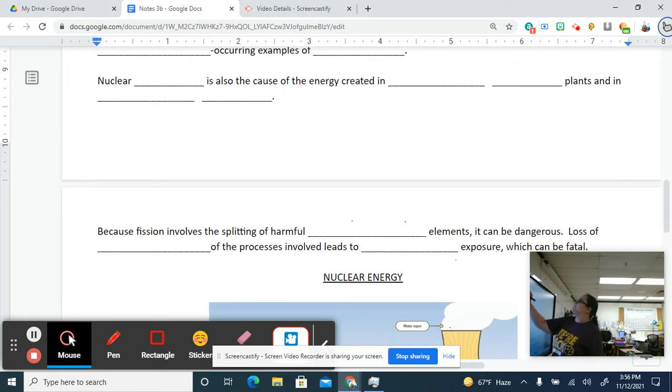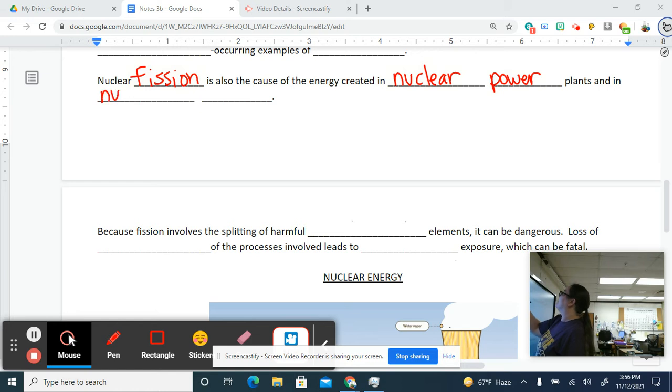Nuclear fission is also used because of the energy created in nuclear power plants and in nuclear bombs.